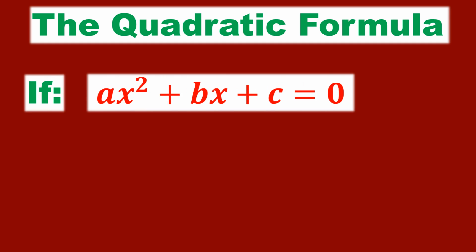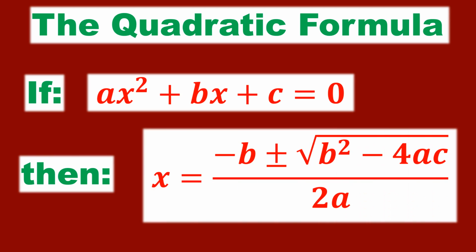So if we have a trinomial in the form ax squared plus bx plus c, and we make it equal to 0, then we can solve for x with the formula minus b plus or minus the square root of b squared minus 4ac all over 2a.